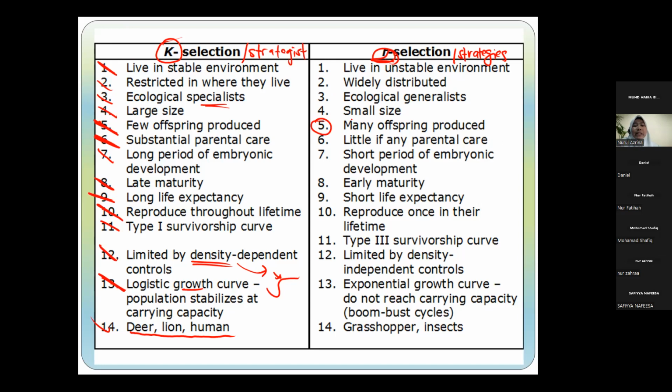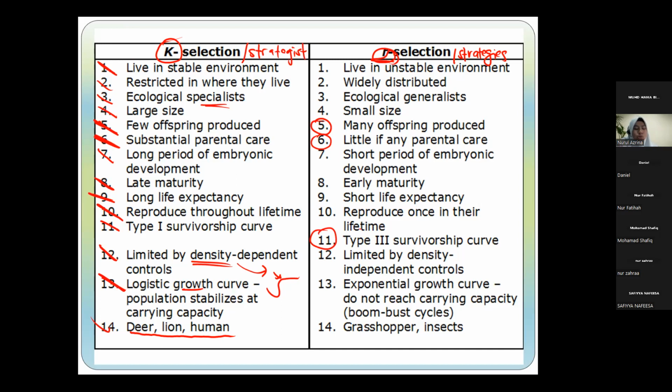So maximizing reproductive success maknanya dia akan hasilkan anak yang banyak, bertelur dengan sangat-sangat yang banyak, and they are not providing any parental care. Dia tak akan jaga, bertelur banyak-banyak tinggal, right? Sebab dia tahu somehow among these hundreds or thousands of eggs akan ada yang tak survive, banyak yang tak survive, right? In early age. That's why they usually lie in type 3 survivorship curve.